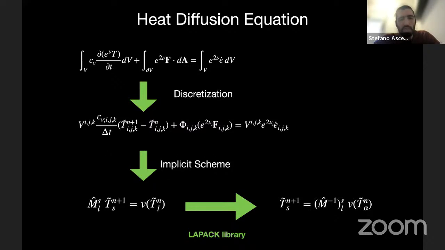This means that we can rewrite the equation as a linear system of algebraic equations, where the unknown variables are the temperatures of each cell calculated at the next time step. So in order to find the solution for the next time step, we just need to solve this system. This is something difficult, but we can do it with a public library called LAPACK.